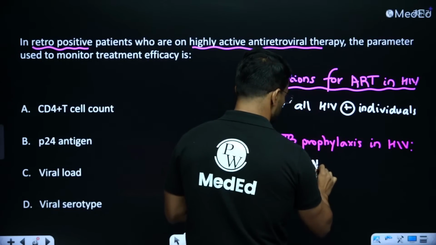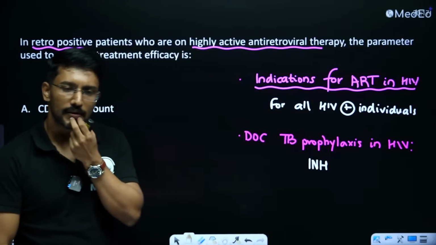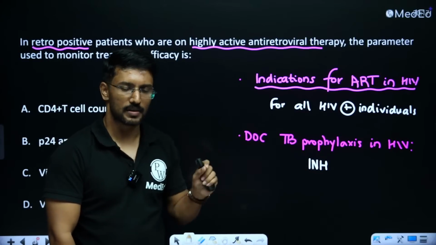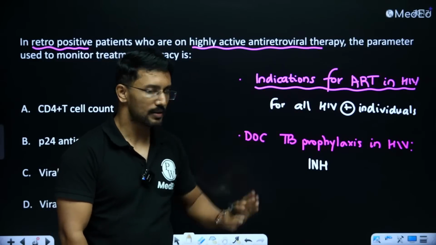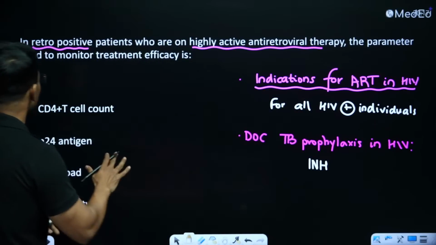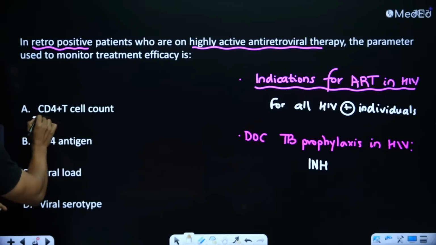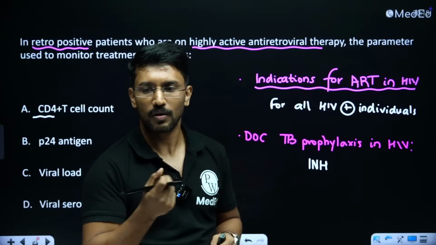The NACO guidelines recommend INH prophylaxis for all patients with HIV. Right? So we start INH so that if there is latent TB, it is taken care of, right? And then we initiate the ART. Okay. So, and once we initiate the ART, we no longer follow the CD4 count to assess whether the patient is responding to treatment or not.